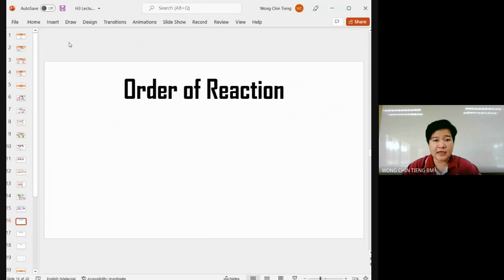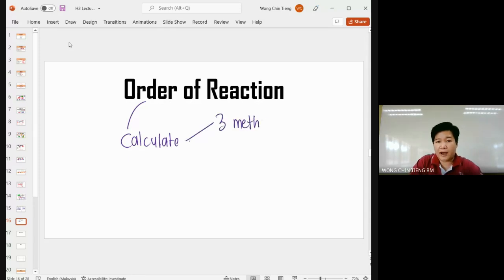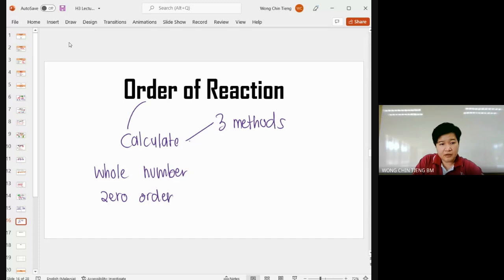Okay. Talking about order of reaction. Order of reaction, you need to calculate. Then only you will get it. Alright, kita ada 3 methods to calculate ataupun to identify the order of reaction yang kamu akan belajar dalam tutor nanti. Tapi order of reaction yang Miss Wong boleh bagi tahu kat sini, dia mesti adalah whole number. Alright, dan order of reaction yang kita biasa jumpa adalah zero order, first order, second order. Okay, that is your order of reaction.